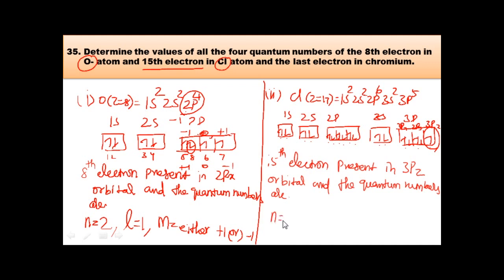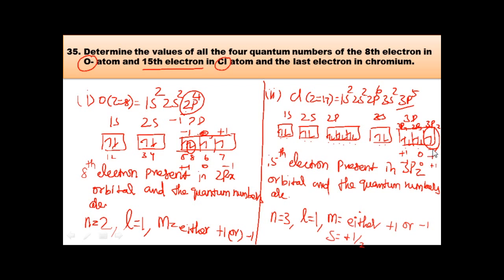What is the n value? 3. What is the L value for the p orbital? It is 1. What is the m value? Yes, already I told you. So this is plus 1, 0, minus 1 or minus 1, 0, plus 1. So either plus 1 or minus 1. So what is the spin quantum number? S equal to plus half, because this is upward direction.